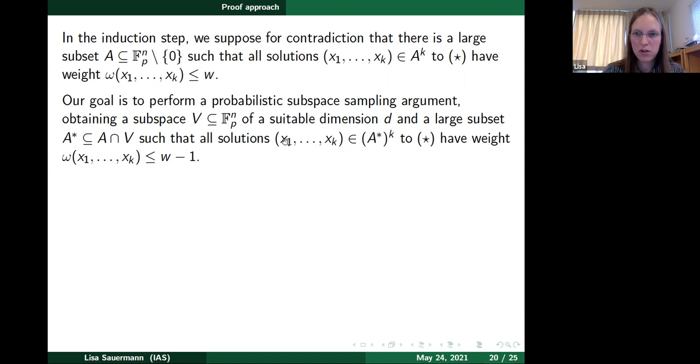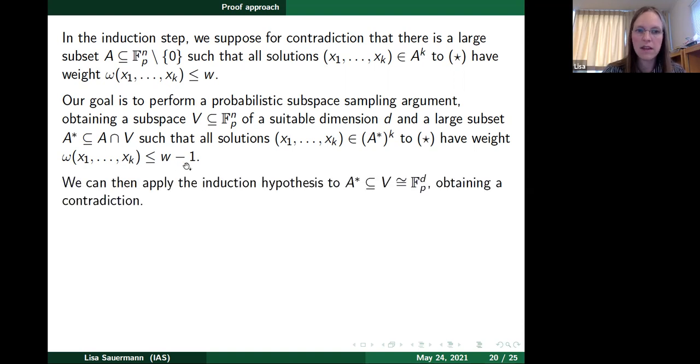And if we have this, that all these solutions have weight at most W minus 1, then we can apply the induction hypothesis to A* and obtain a contradiction, right? Because by the induction hypothesis for W minus 1, it would tell us that if A* is large, then it would need to have a solution of weight bigger than W minus 1, and we get the desired contradiction. And here the important thing about A* lying in the subspace V, by the way, is that we will identify V with F_p^D and then apply the induction hypothesis to A* as a subset of F_p^D to get the bounds that we need.